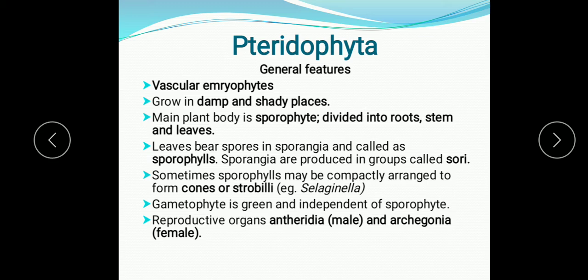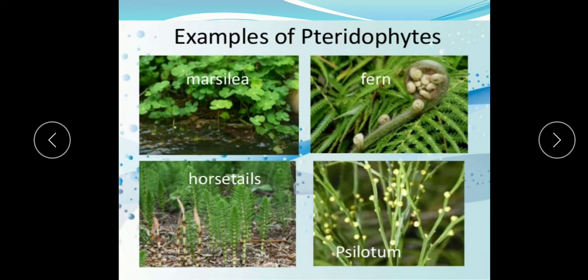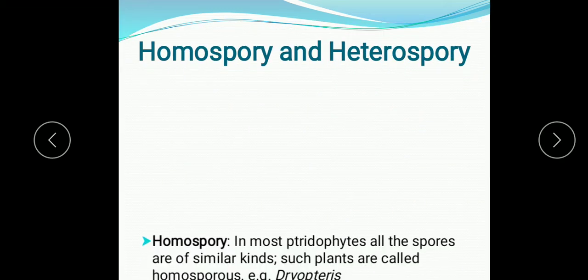Now here we'll study the next part of it, that is the examples. Examples of pteridophytes are Marsilea, fern, horsetails, and here the Psilotum. These are the examples of pteridophytes.